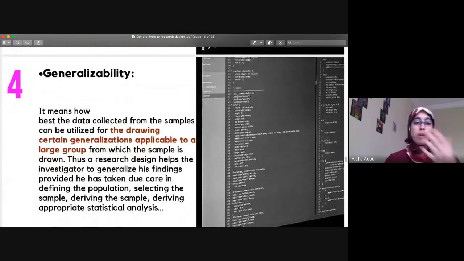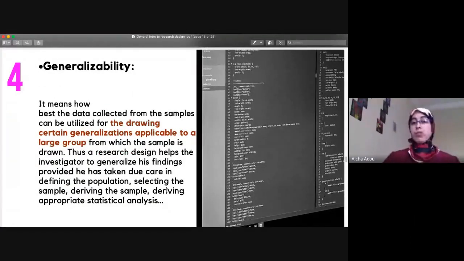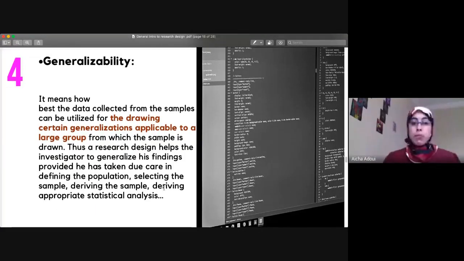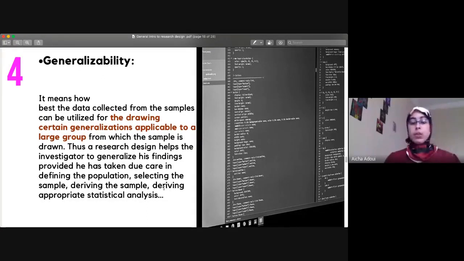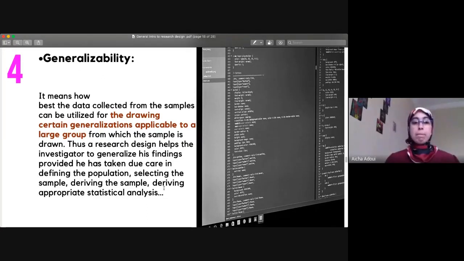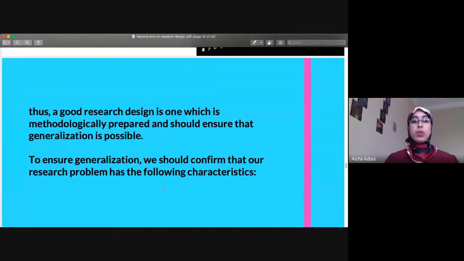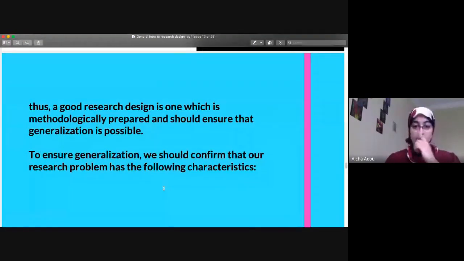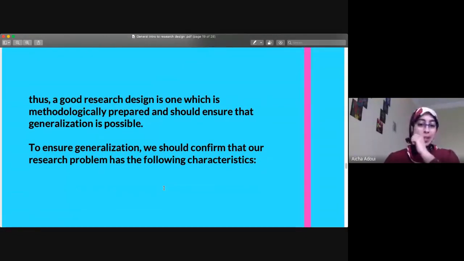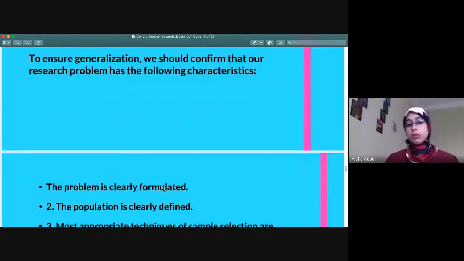Then again, one of our objectives when we do the research is to have it be generalizable, and to draw conclusions that could be applicable to a large group of people or a large place. Again, generalizability is a big question and a big objective. It's a tough one. All right, research design is one which is methodologically prepared and should ensure that generalization is possible. To ensure generalization, we should confirm that our research problem has the following characteristics, or at least some of these characteristics.